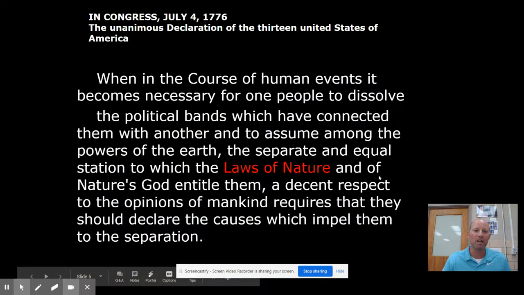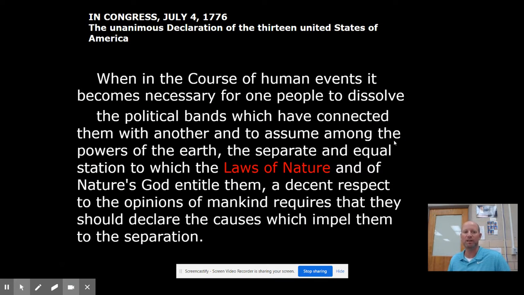So what did this document say? It begins with the introduction: when in the course of human events, it becomes necessary for one people to dissolve the political bands which have connected them. Like, hey, we're breaking up. It's time we have this political tie and it needs to be separated.